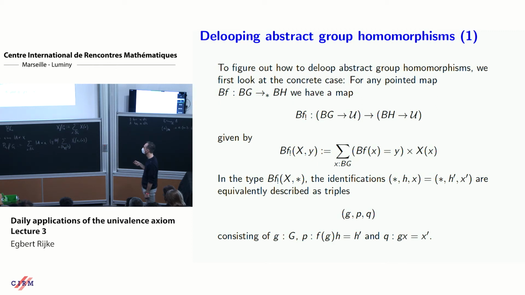And then a P and a Q, where P says that if I multiply H with f of G, then that's H prime. And Q says that if I multiply X with G, or G and X, then I get X prime. So that's the kind of identifications that we have in there.